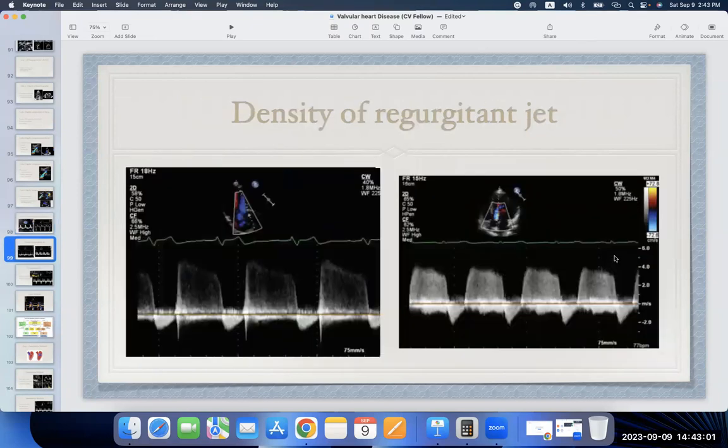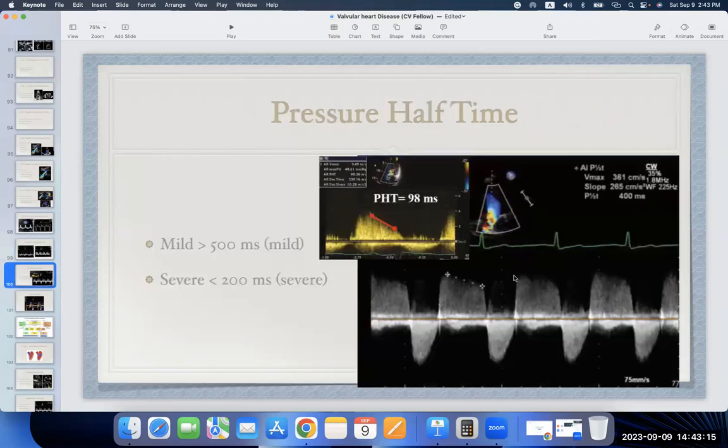Also, you can look at the density of the regurgitation jet. If it's faint like this, you can say this is one criterion for mild. If it's dense, you can say this could be moderate, could be severe. You cannot tell based on this jet.